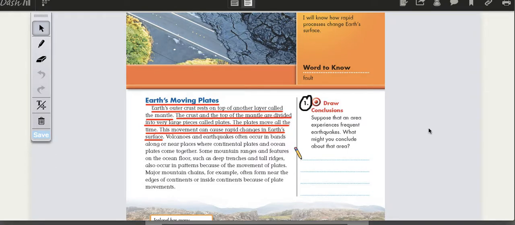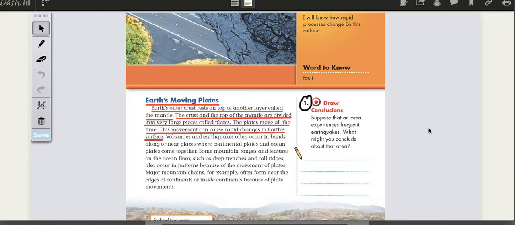As was mentioned in the video, the Earth's outer crust rests on top of another layer called the mantle. The crust and the top of the mantle are divided into very large pieces called plates, which are called the Earth's plates. The plates move all the time. This movement can cause rapid changes in the Earth's surface. Sometimes we can feel this movement, and sometimes it's negligible, so that we cannot feel it at all.